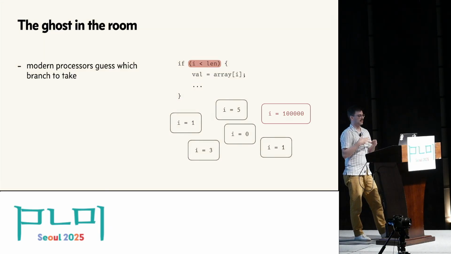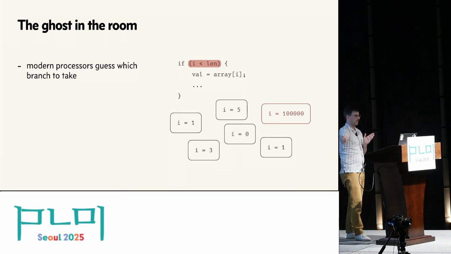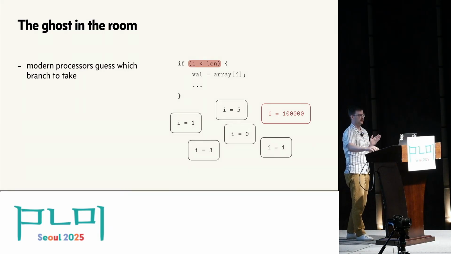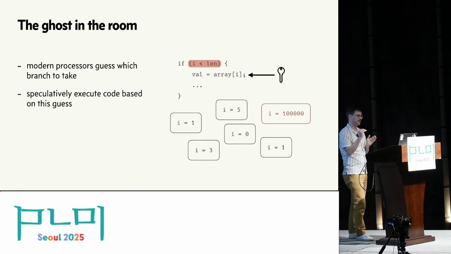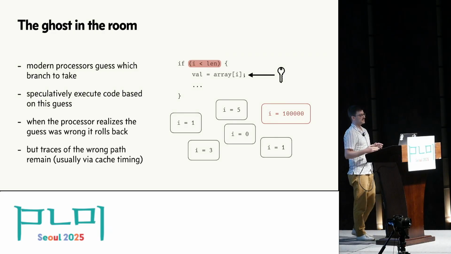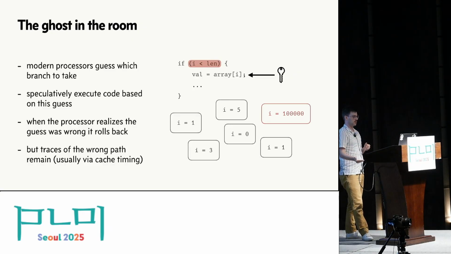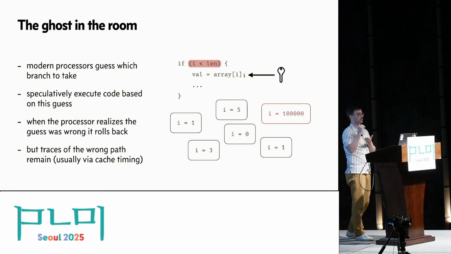However, if an attacker can influence this, like passing something outside the bounds of the buffer, the processor will speculatively start executing code. It's like, okay, we're typically taking the if branch, so let's just start running that. And the problem is, eventually the processor will realize that the guess was wrong and roll it back, but traces of this path, the erroneous execution where we read out of bounds, still remain.